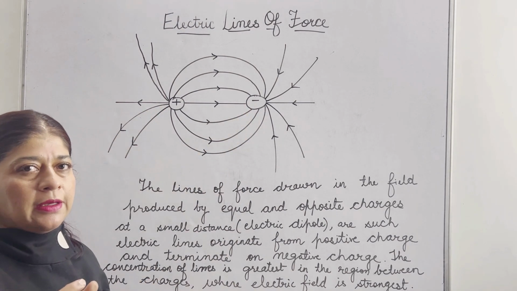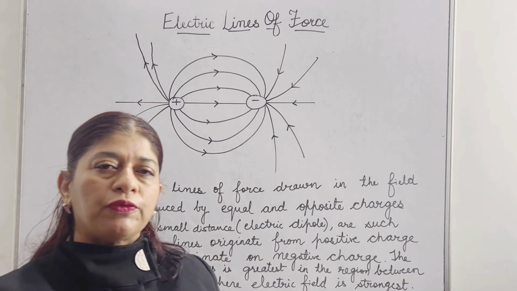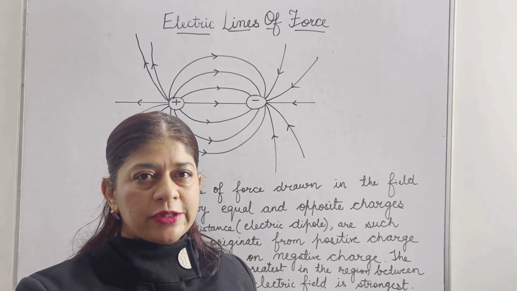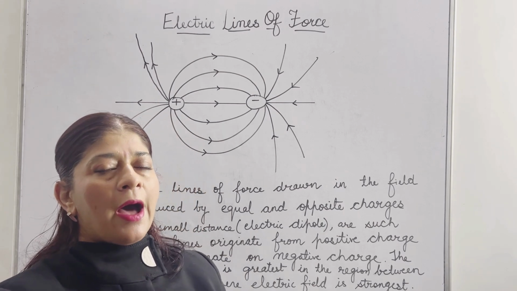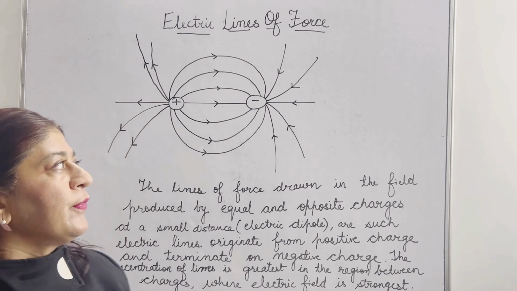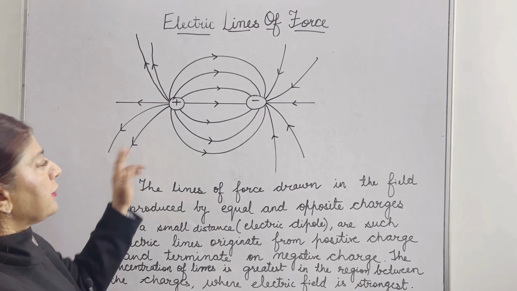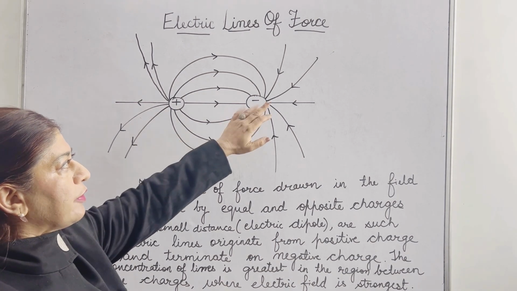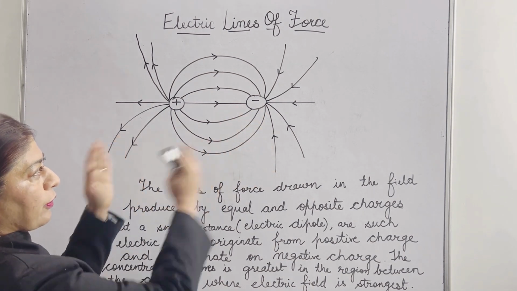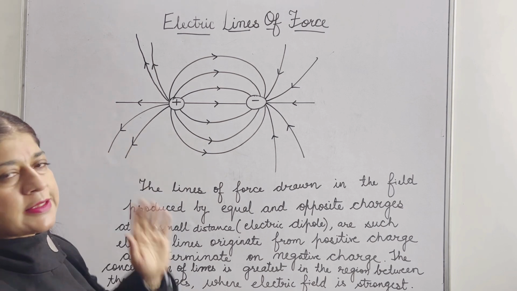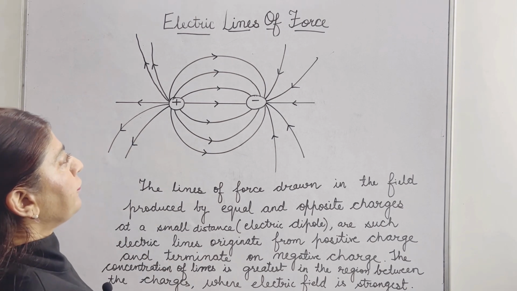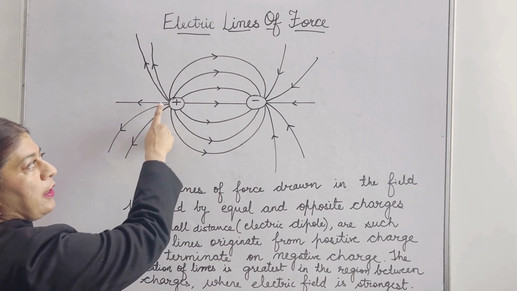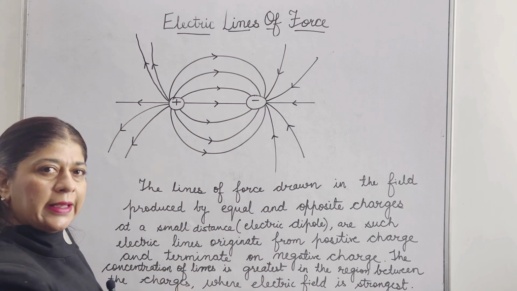An electric dipole is an arrangement in which two charged particles of the same magnitude but opposite in nature, that is, one positive and one negative, are separated by a small distance. We have seen that for a positive charge the lines of force are in the outward direction, and for a negative charge they are in the inward direction. If you look at the figure, the lines of force originate from the positive charge and terminate on the negative charge.